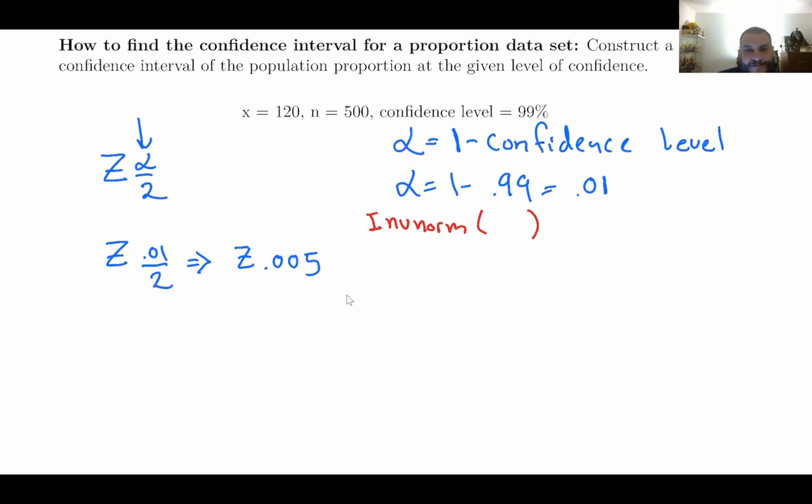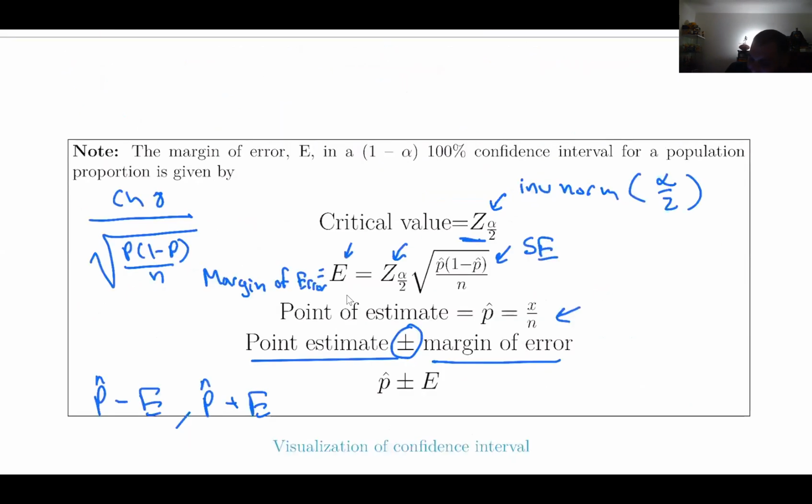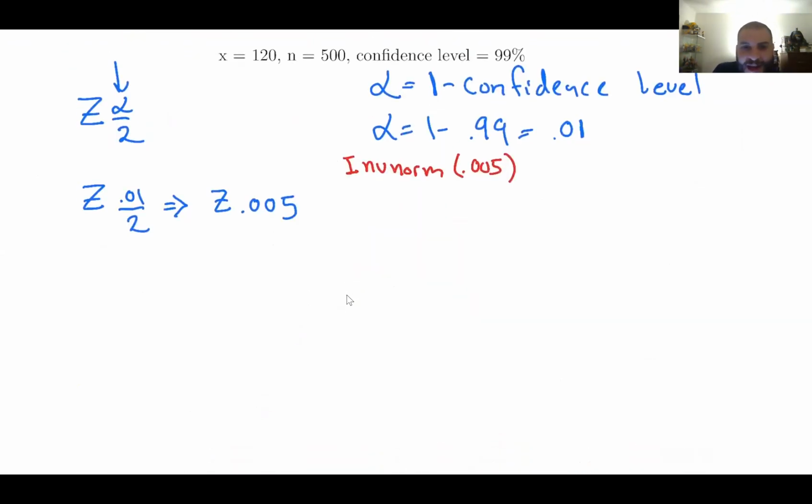Not that. There you go, 0.005. Because remember, over here I said inverse norm, the area is going to be alpha divided by 2. So once you find alpha divided by 2, that's what you're going to take the inverse norm of. Put a little mental note or a little sticky on it, so that you won't forget that. All right, so I'm going to do inverse norm of 0.005.